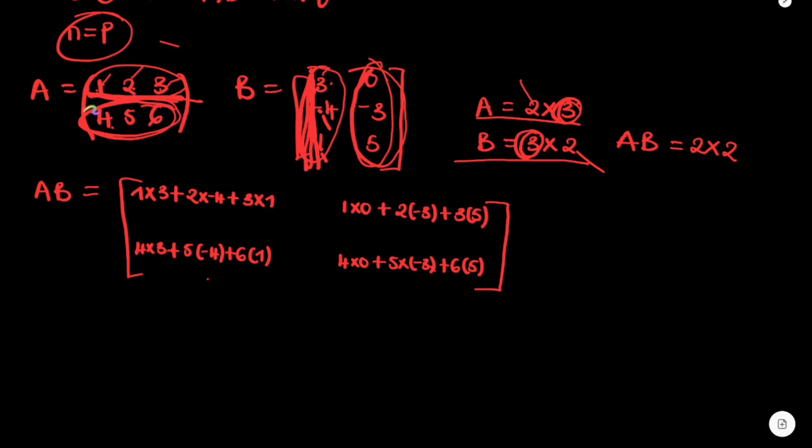Now if we take the second row of the first matrix multiplied by the first column of the second matrix, it will give us this. When you add it all, it will give us a value. Now if we take the second row of the first matrix multiplied by the second column of the second matrix, it will give us this last value. When you add it all, it will give us a value. So now let us simplify it.